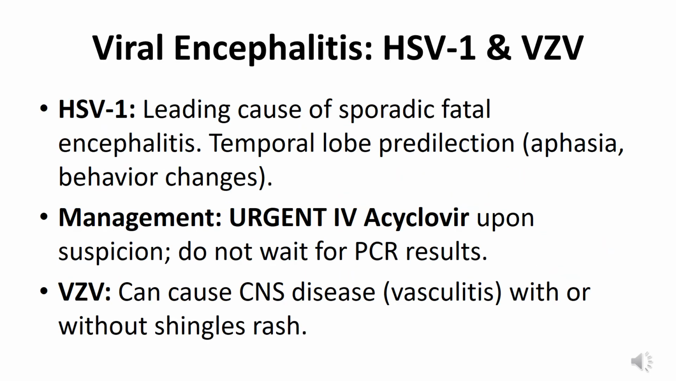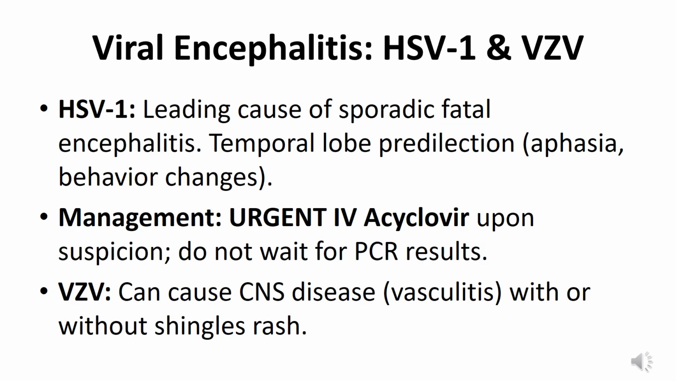When discussing viral encephalitis, two viruses deserve special attention because recognizing them early can save lives: herpes simplex virus type 1, or HSV1, and varicella zoster virus, better known as VZV. HSV1 is the leading cause of sporadic fatal encephalitis worldwide. Unlike many viral infections that resolve on their own, HSV encephalitis is a neurological emergency. Without prompt treatment, mortality rates are extremely high, and survivors may be left with significant cognitive and neurological deficits.